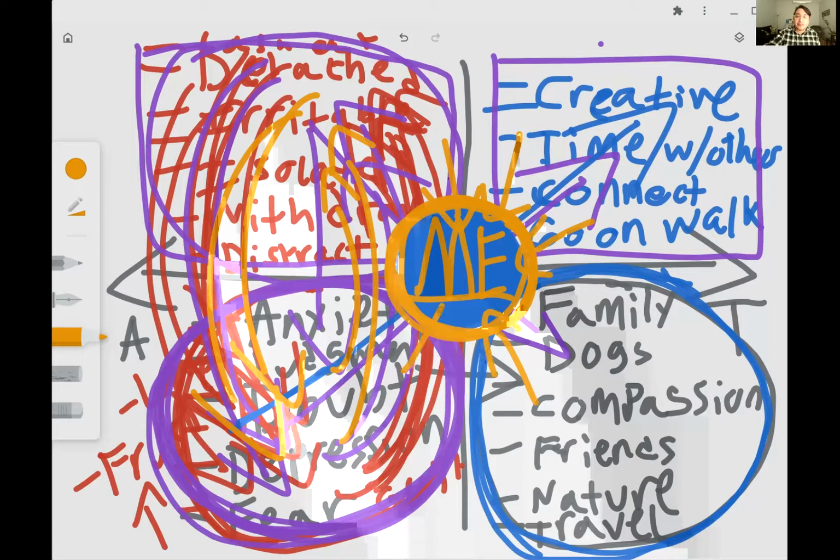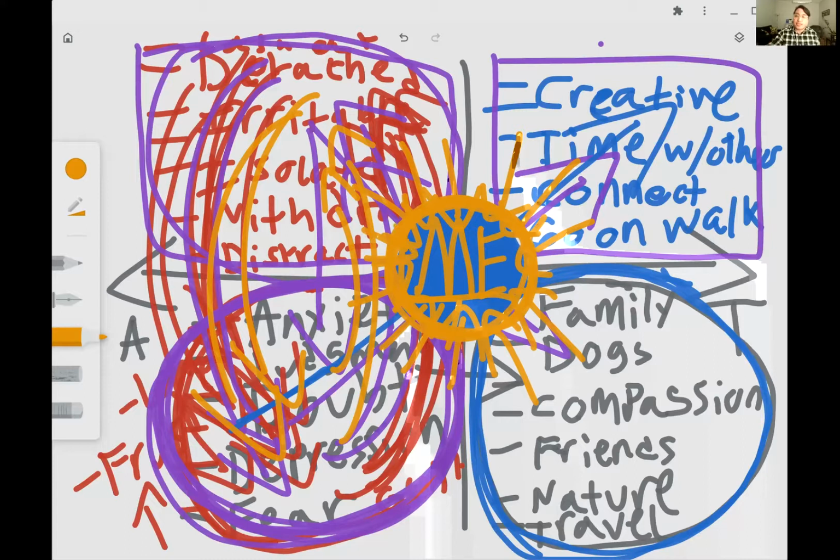This big me that's at the center of my own life, that can make choices for myself, that can experience the things that nobody else can experience, and that can choose what's important to me. So that's another way that we're going to use this method in our work together.